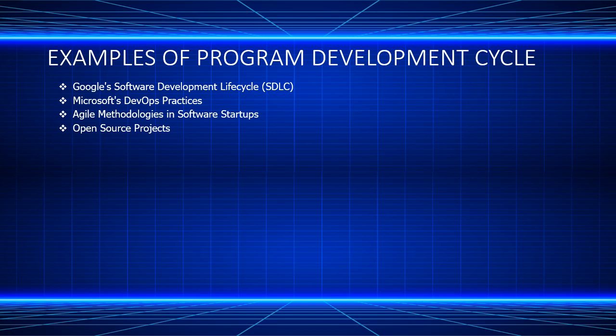Open source projects. Many open source projects adhere to the program development cycle to develop and maintain software collaboratively. Examples abound, including the Linux kernel development process, projects under the Apache Software Foundation's umbrella, and the ongoing development of popular programming languages and frameworks like Python, Ruby on Rails, and React. These projects demonstrate the power of community-driven development and iterative refinement.